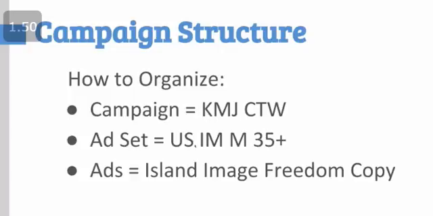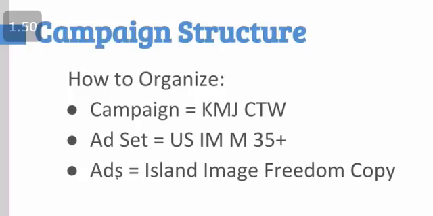At the ad set level, again, this is about targeting. So maybe I'm targeting men in the U.S. who are interested in internet marketing, right? KMJ, we do a lot with internet marketing. So I'm targeting people who have shown interest in internet marketing, men 35 plus. Okay, so that's just an example of how I might name and organize one particular ad set in this campaign, versus another ad set might be US, IM, W, 35 plus, which would just be women, right? So I'm just using these codes to organize things so it's easy for me to find the different ads that I'm running and see which ones are performing well and learn from that as I'm reviewing my campaign performance.